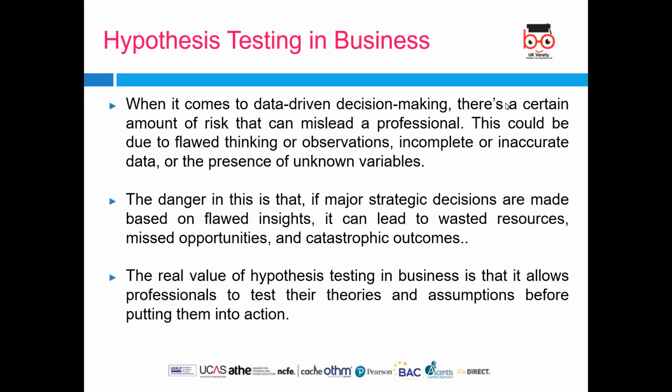So now moving on to give an example of how hypothesis testing is used in business. When it comes to data-driven decision-making, there is a certain amount of risk for the decision makers. It could be due to bias in their understanding, flawed thinking or observations, or incomplete or inaccurate data or the presence of unknown variables. So for example, a new car company is planning to launch an electric vehicle. There could be many variables, and an unknown variable could be a disruption in the supply chain, which can come out of the way suddenly.